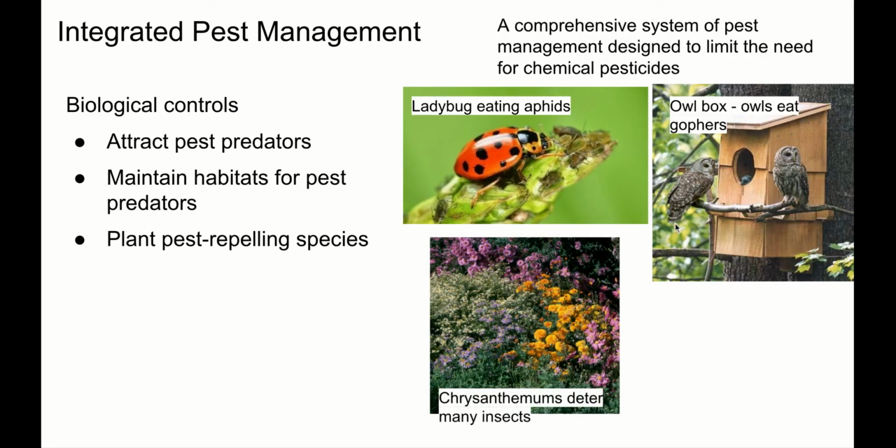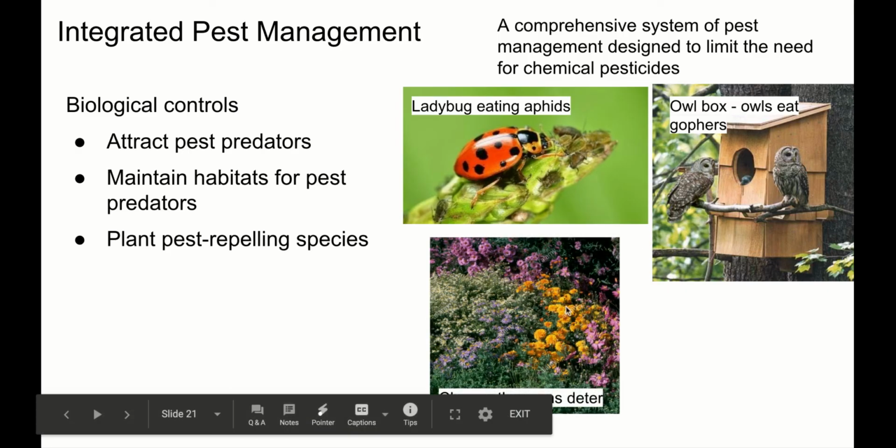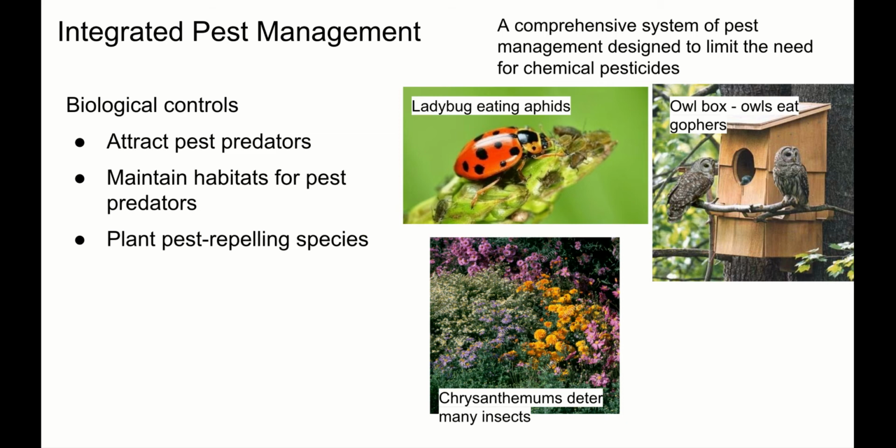We can plant things like chrysanthemums. Those are the fluffy yellow looking ones in this picture. We can plant chrysanthemums because chrysanthemums secrete a variety of chemicals that deter many insects and even deer. And in this flower garden where we're raising flowers that we can sell, the chrysanthemums will prevent insects from eating the other flowers that we want to sell.